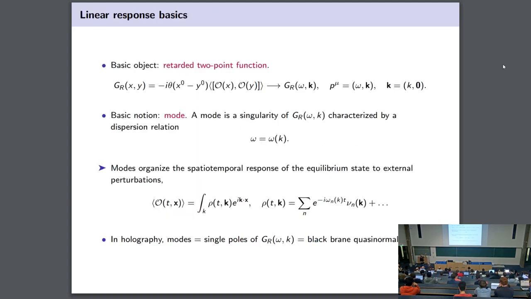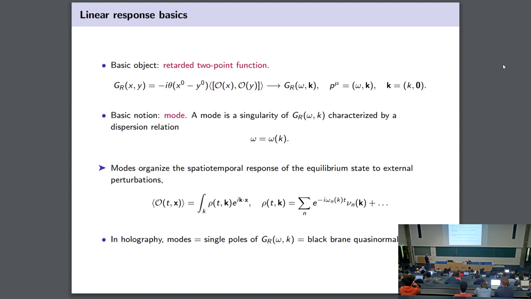Okay, so just to give you some basics of linear response theory, the basic object we are going to be focusing on is the retarded thermal two-point function, defined in this way in quantum field theory. Since the thermal equilibrium state is translationally and rotationally invariant, we are going to be mostly working with the momentum space counterpart of this quantity, which I will denote by the arguments of the function. Now, the basic notion for us was already introduced by Blaise, and it's the notion of a mode. A mode for us is going to be a singularity of the momentum space retarded thermal two-point function, characterized by a dispersion relation, omega of k, telling you where the singularity is located in the complex omega plane as the spatial momentum is varied.